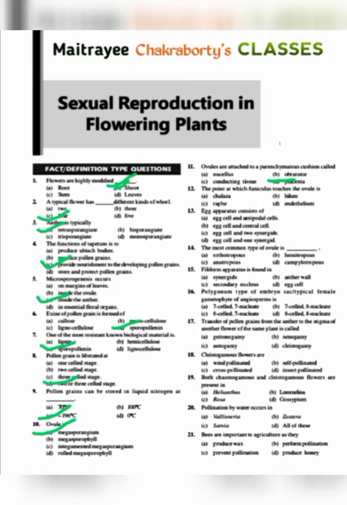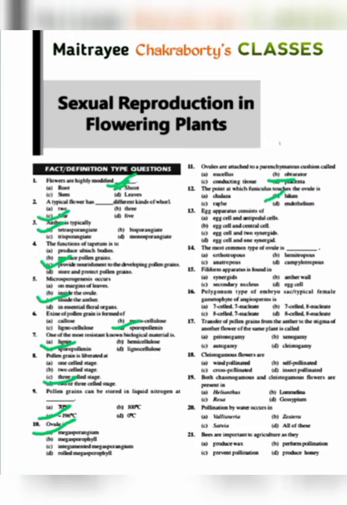12. The point at which funiculus touches the ovule is A. chalaza, B. hilum, C. raphe, and D. endothelium. So what do we know about this question? The point at which funiculus touches the ovule is called hilum. Thus hilum represents the junction between the ovule and the funiculus. So for 12, the answer will be B.